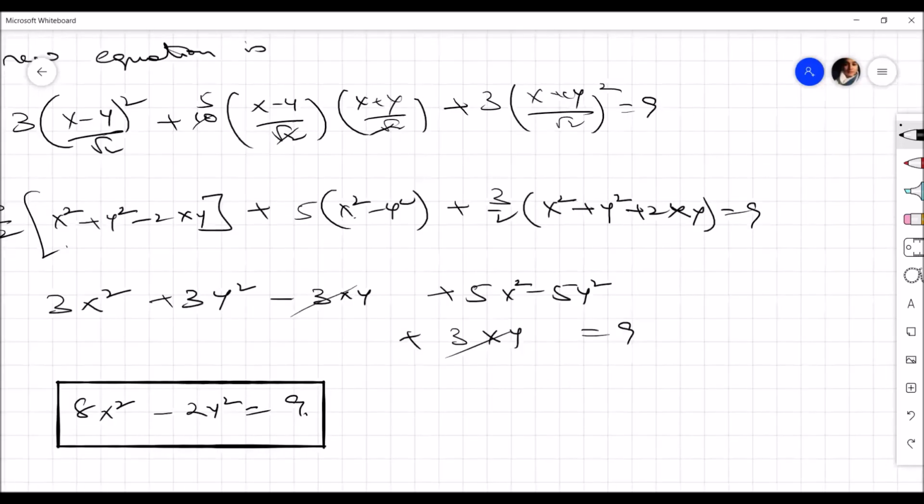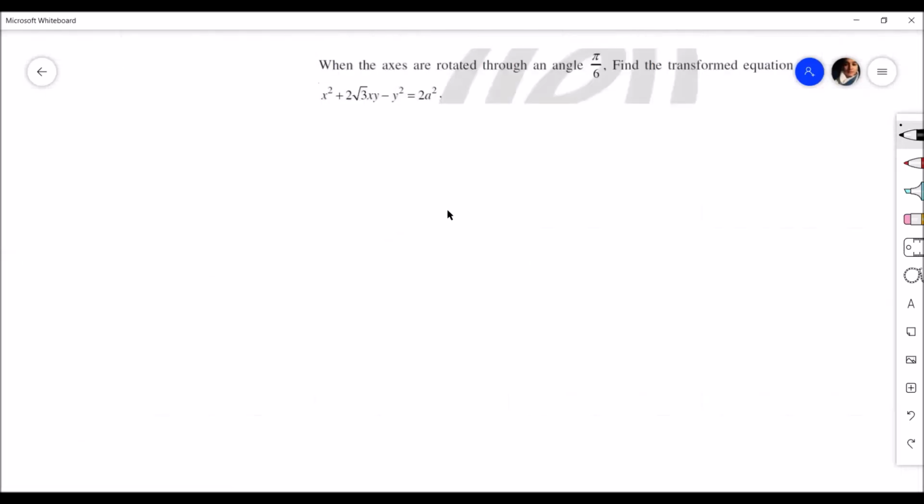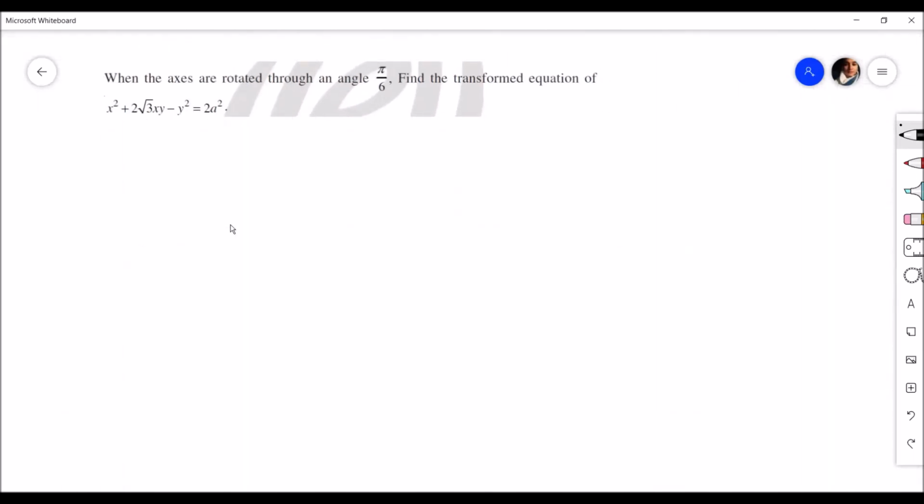So let's move on to the next question, which will also be based on rotations. When the axes are rotated through an angle pi by 6, mind you, whenever you're given an angle in terms of rotation, the rotation actually happens in the counterclockwise direction, right? Find the transformed equation of so and so. Transformed equation or new equation, both of them mean the same. Isn't it a similar problem as we've done just now?